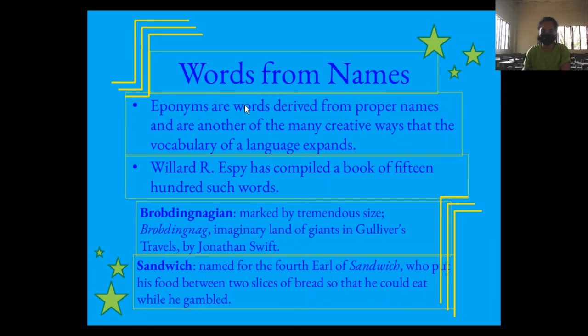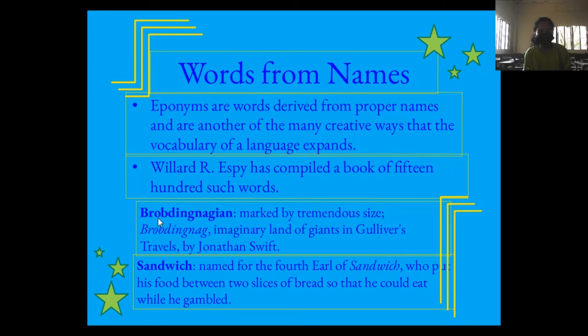Words from names. Eponyms are words derived from proper names and are another of the many creative ways that the vocabulary of a language expands. Willard Espy has compiled a book of 1,500 such words. So 1,500 words.